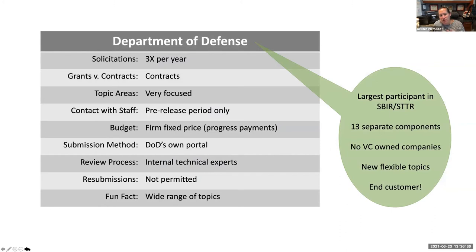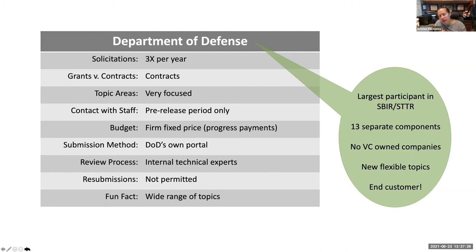So let's look at Department of Defense very briefly. Now they typically issue 3 solicitations per year, but now they're on this big kick where they issue what we call out of cycle solicitations, and they tend to come all throughout the year. They still do issue those big solicitations 3 times a year, but that's not the only opportunity. They are all contracts. They have extremely focused topic areas, and we'll look at a topic in just a second. They do operate under that pre-release period where topics are released 6 weeks before they're considered to be open. The terminology is on the street, and it allows you to look at them and then submit questions on this public portal.